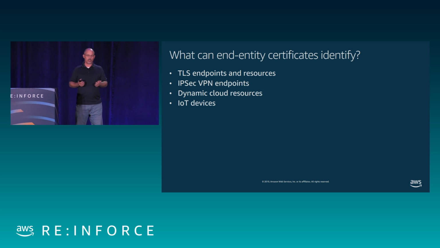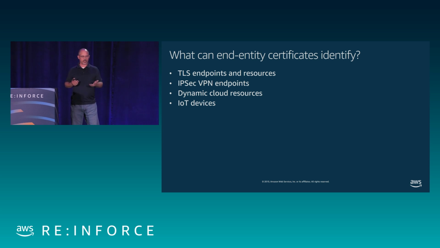Next, a question is, what can end entity certificates issued by Private CA identify? TLS endpoints and resources, things like websites, databases, servers, instances, containers. Anytime you have server-to-server communication connected with TLS, you can use TLS certificates issued by ACM Private CA. IPsec VPN endpoints is another application, either in conjunction with TLS, running on top of TLS to provide an extra layer of protection, or instead of TLS, IPsec VPN provides secure network connectivity.